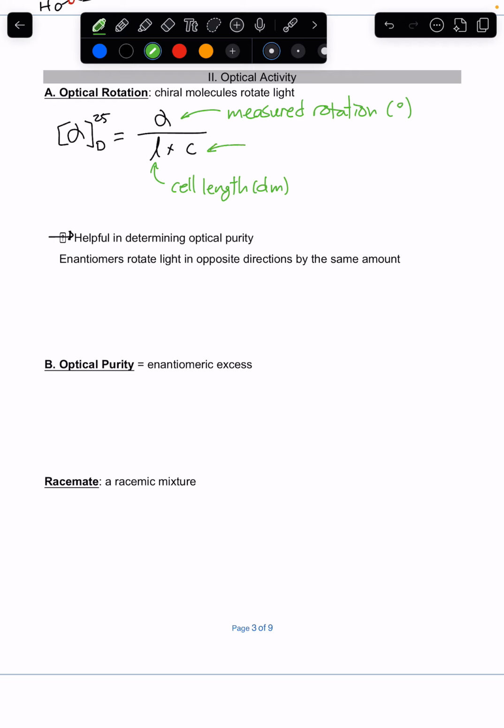And what this does is it allows you to standardize any measurements, so that regardless of what optical rotation measuring device you might be using, and regardless of the size of your cell or the concentration of your sample, we can all compare the same thing because we normalized it based on those.